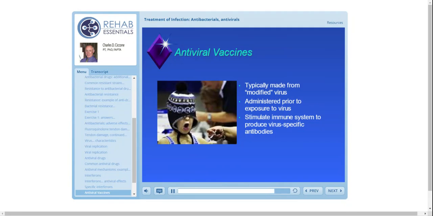So that concludes our discussion of the first part of infectious agents. We talked about bacteria, we talked about viruses. In part two, we'll look at a very specific virus, that being HIV. Then we'll talk about fungal infections, which are also very common.